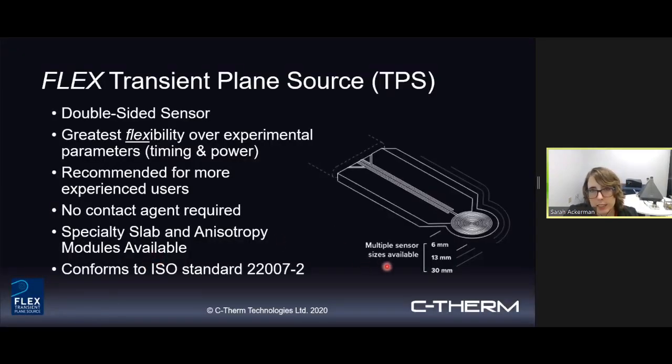This next set of data is looking at a transient plane source sensor. So this sensor uses a bifilar spiral that's encapsulated in a dielectric material. It offers a lot of flexibility for the user in terms of selecting their experimental parameters in terms of test time and power. But also the onus is on the user to make sure they're using the method correctly and designing an experiment that is valid for the material that they're working with.